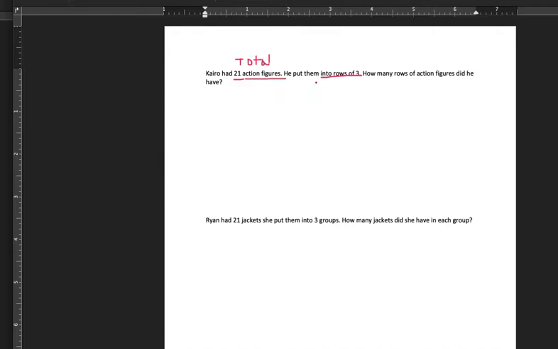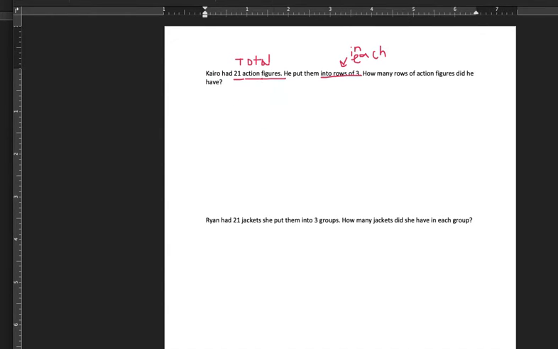So we know if it's into rows of 3, that means in each. That's the same way as saying in each group or in each row. But since it says rows, we're going to use an array. How many rows of action figures did he have? All right, so now I'm going to read this for the third time. I'm going to show my thinking, show an equation, and write my answer statement.